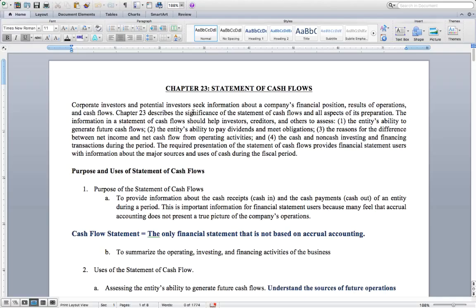There will be additional documents for you to use for that example, including potentially another Word document and also an Excel file with some financial information to assist you in calculating the information that you need to complete the statement of cash flows.